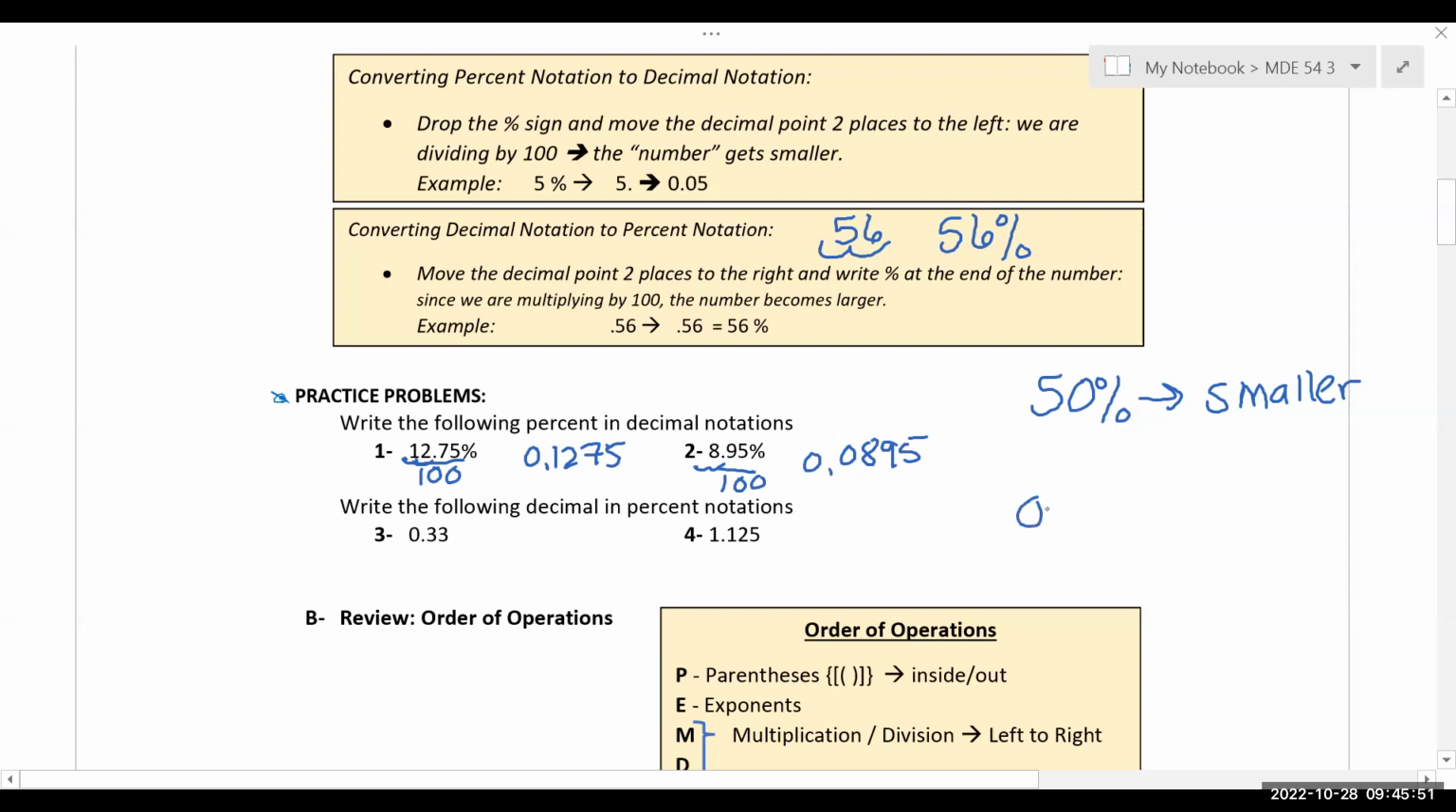And then decimal to percent, we want to make it bigger. So we're multiplying by 100 each time. And I'll put the percent there so we know that we want to make it a percent. So 33% and 112.5%.